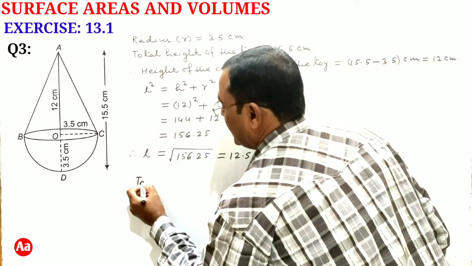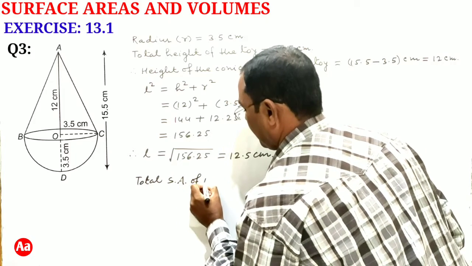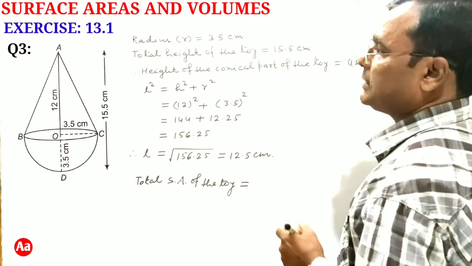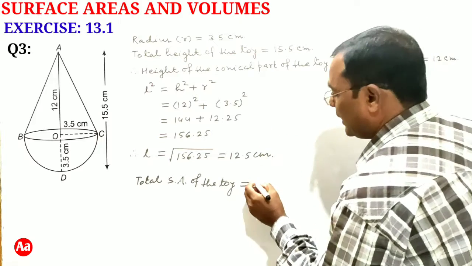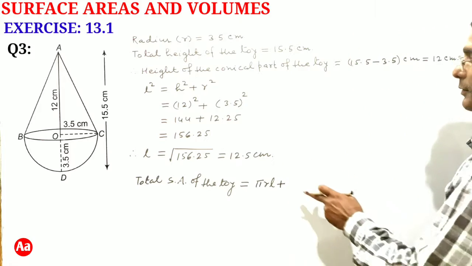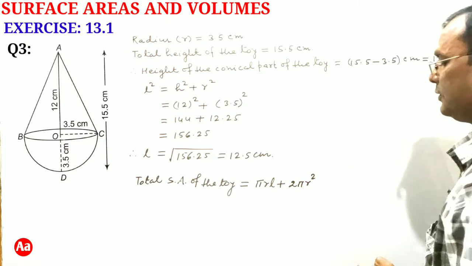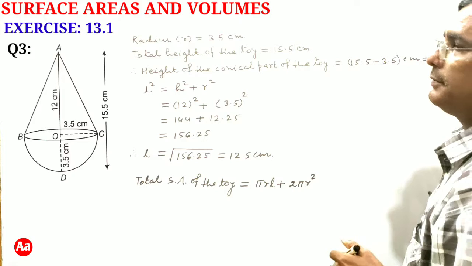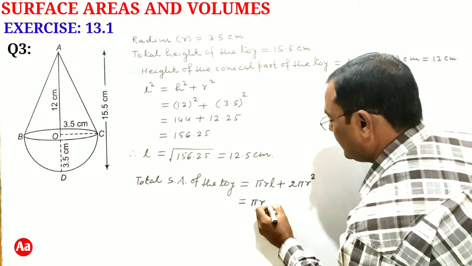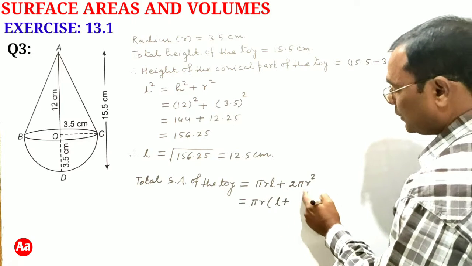So total surface area of the toy is equal to the surface area of the conical part. We are going to use pi r l, the formula for curved surface area of a cone, so pi r l plus 2 pi r square, the curved surface area of the hemispherical part of the toy. If we take pi r common, it will be pi r times (l plus 2r).